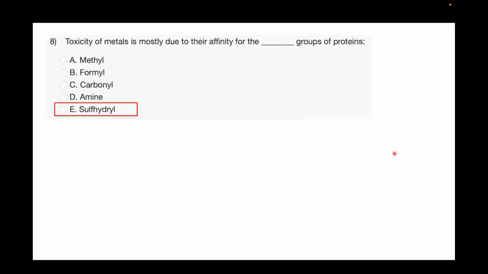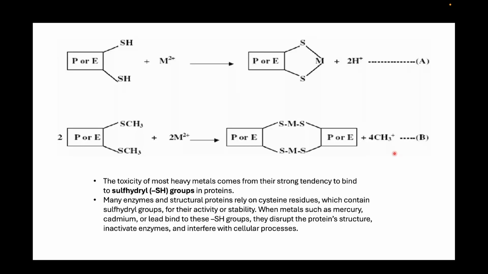Sulfhydryl groups of the protein are what is reactive to most of the heavy metals, which also inactivates enzymatic activity and disrupts the structure of such proteins. Now, what are these sulfhydryl groups? Let us understand. Toxicity of most heavy metals comes from their strong tendency to bind to sulfhydryl groups or thiol groups, what we say. Many enzymes and structural proteins rely on cysteine residues which contain sulfhydryl groups for their activity or stability. When metals such as mercury, cadmium, or lead bind to these SH groups, they disrupt the protein structure, inactivate enzymes, and interfere with cellular processes.